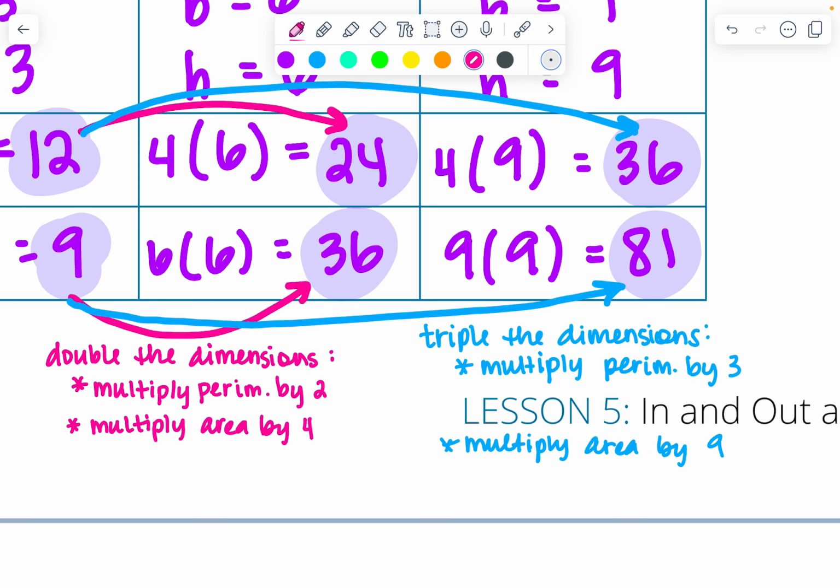All right, do notice 2 to the second power is 4, and 3 to the second power is 9. So it should help you to remember why that is: whatever you're doing to the dimensions, square that, and that's what happens to the area. Whatever factor you're multiplying the dimensions by, square that, and that's the factor that you're going to use for the area.